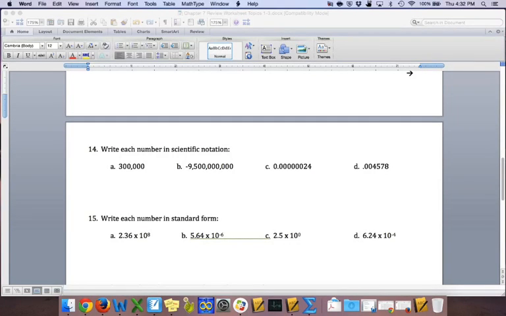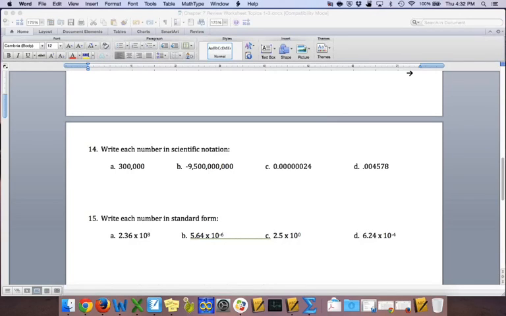Okay, moving on to scientific notation, we know the idea is we need a significant digit first, followed by a decimal, followed by any other significant digits, times 10 to some power. So when we write really large numbers in scientific notation, we use positive exponents. When we write really small numbers in scientific notation, we use negative exponents. So let's take a look at part A, 14A.